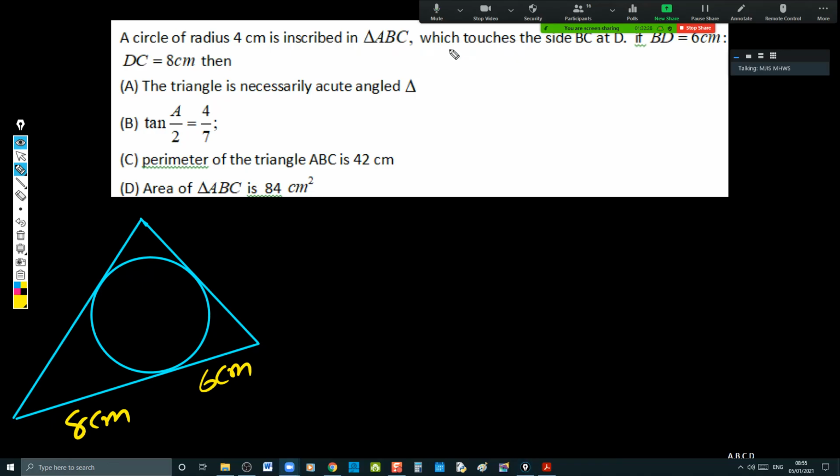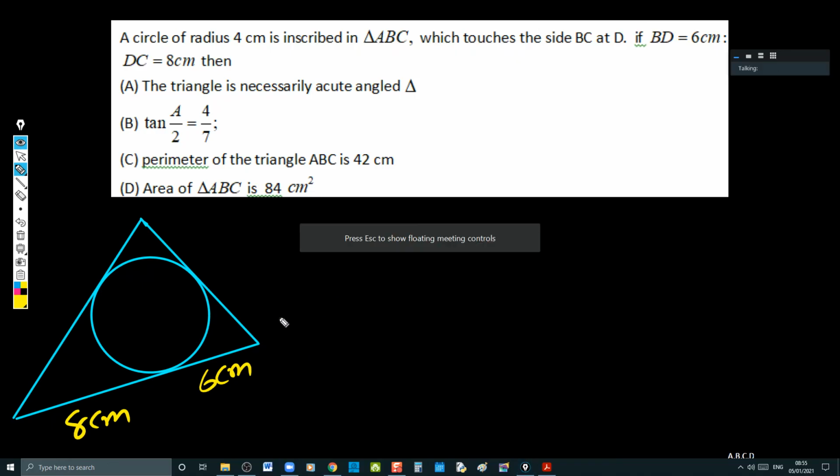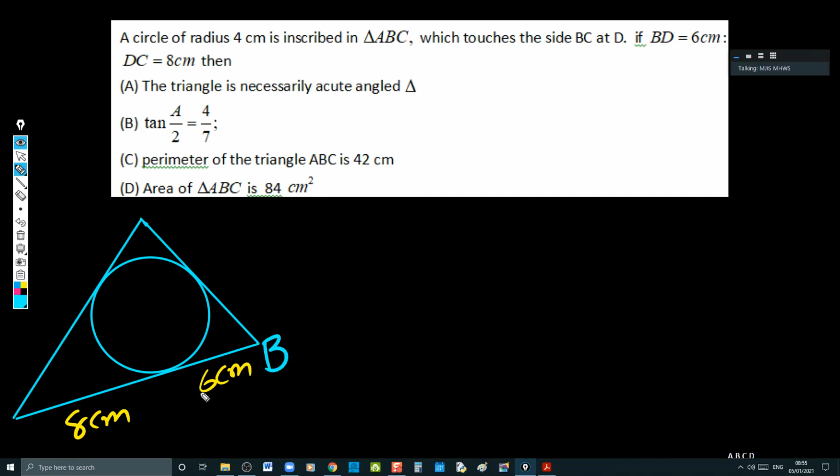BD. I'm marking this as BD. This is B, please. This is D. And this is C, let me say, according to the construction. This is angle A.